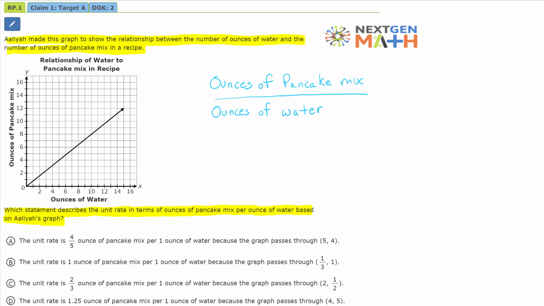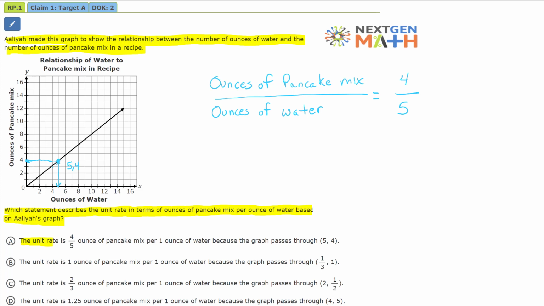When we look on the graph, we notice a point of intersection of the line on the graph, and that point of intersection is the point (5, 4). What that represents is that the x-axis is 5, or 5 ounces of water, as compared to 4 ounces of pancake mix. So that's the ratio we're working with, that known point on the graph of (5, 4). So let's go ahead and read the possible solutions.